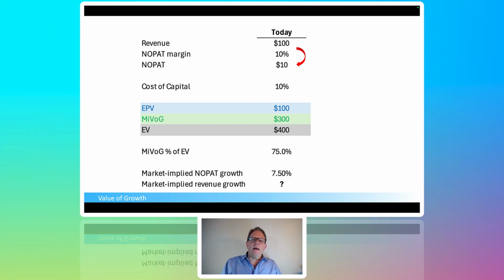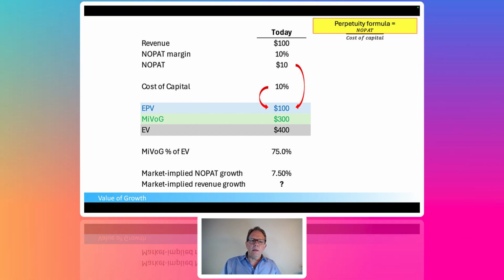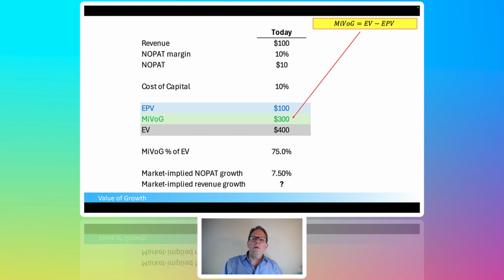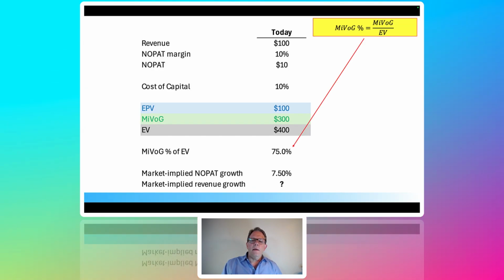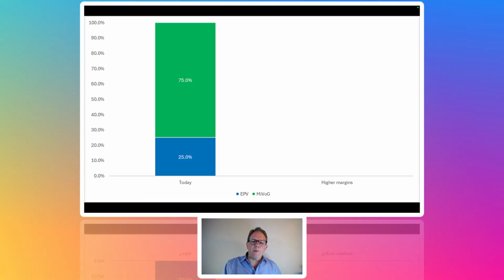We take 100 times 10%, we get $10 in NOPAT. We take that 10 million, or 10, whatever the units are, we divide it by 10%, we get the earnings power value of 100. The market implied value of growth is the difference between the enterprise value and the earnings power value. All right, this is how it looks graphically. Enterprise value is 400. Earnings power value is 100. Market implied value of growth is 300. All right. Now, that's that 75%, right?